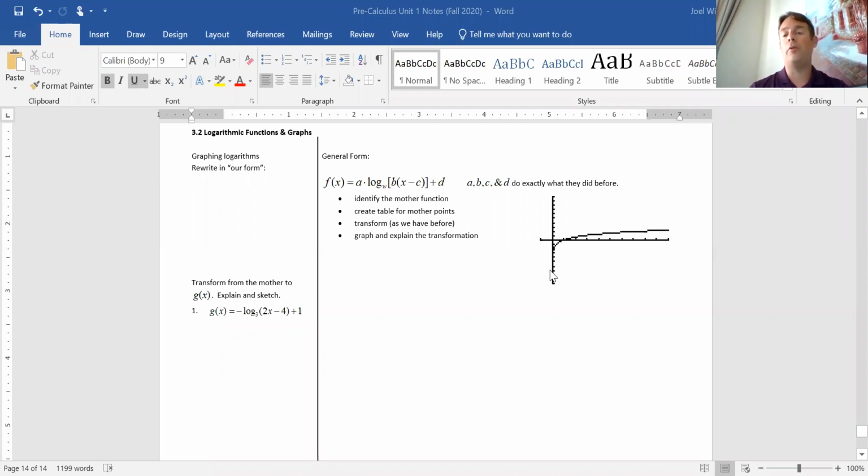So the last part we're going to look at is logarithmic functions. Now, we need to remember some things about logarithmic functions here. Logarithms are the inverse of exponents. So we already talked about exponential functions last time.